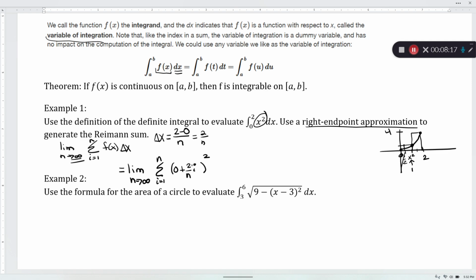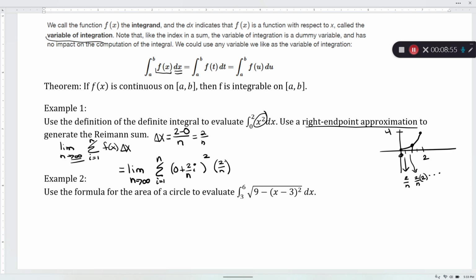Yeah, because your first x input is going to be 2 over n. The next one is going to be 2 over n twice, right, for the second rectangle. And then so on and so forth for the other ones. So I like this. You don't need to put the plus 0 if you know that. So that's your f of x piece times your delta x piece, which is 2 over n.